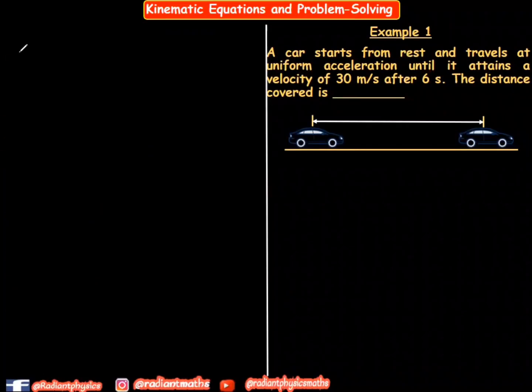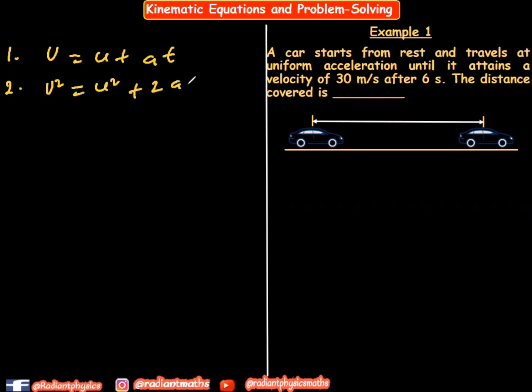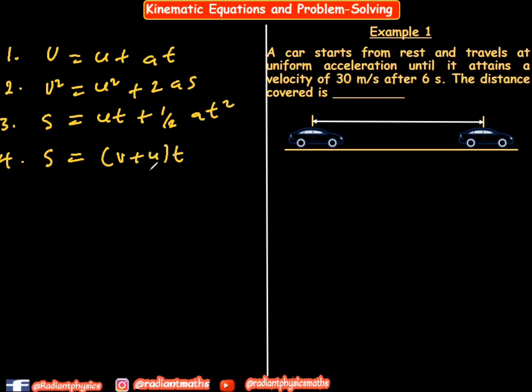As a physics student, there are 4 kinematic equations which you need to know and how to use them. And that is what I'll be teaching you in this video. So the first equation is V equal to U plus AT. The second is V squared equal to U squared plus 2AS. The third one is S equal to UT plus 1 over 2 AT squared. And then the fourth one is S again, then (V plus U) in brackets, multiplied by time, divided by 2.